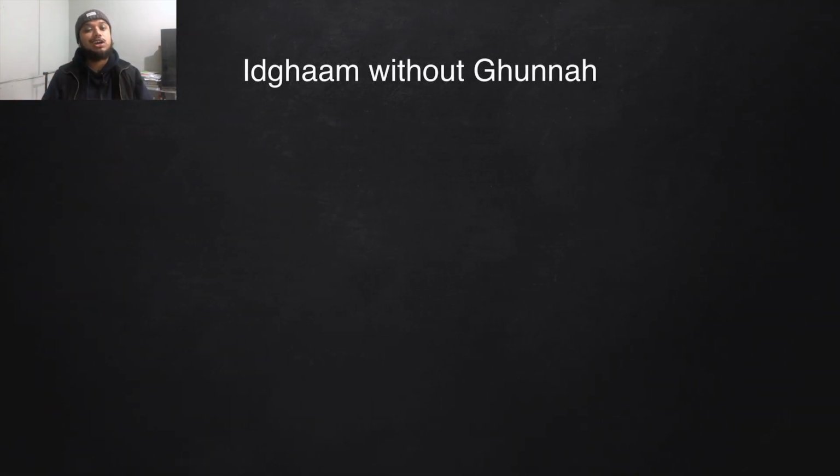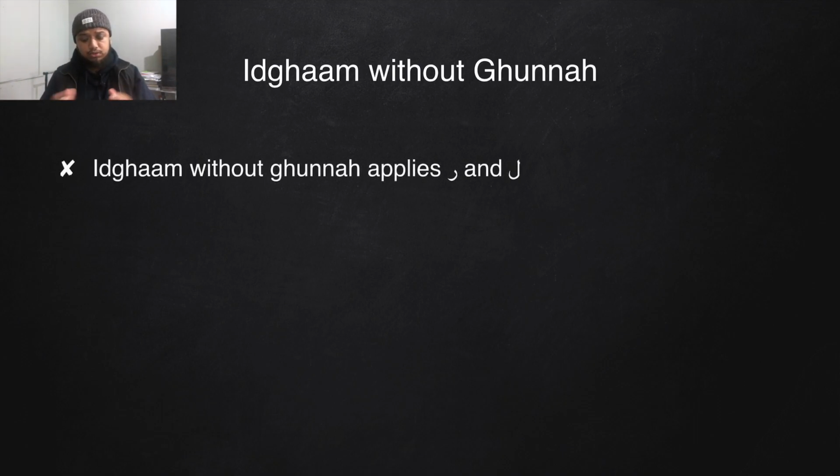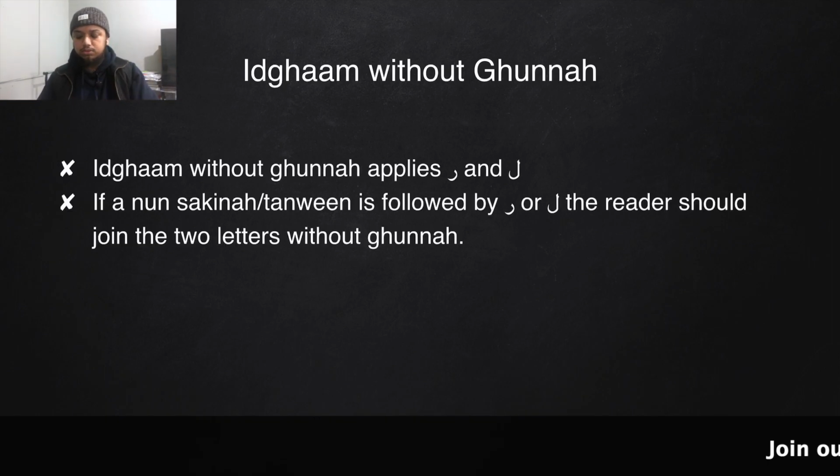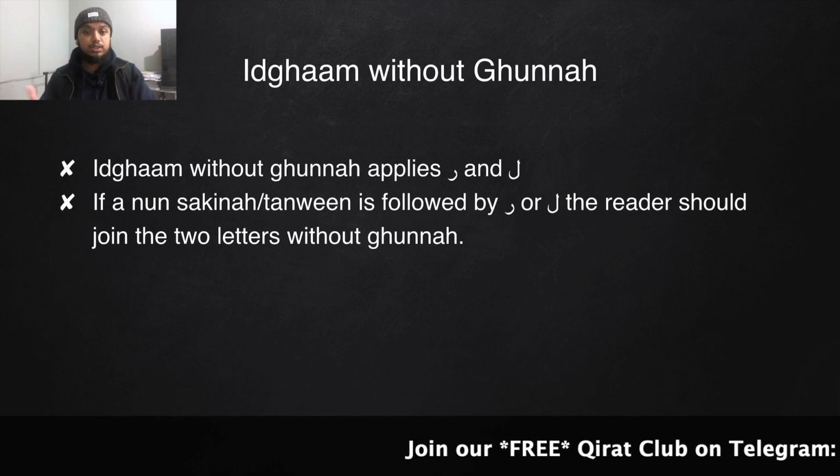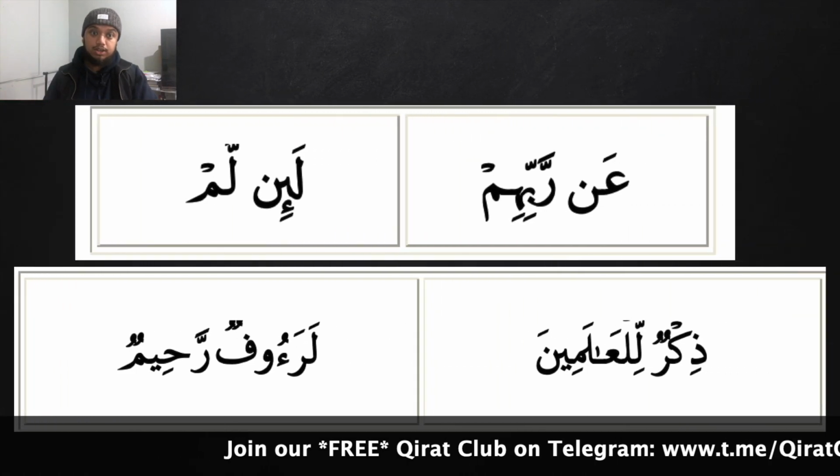Now let's take a look at idgham without ghunna. So idgham without ghunna applies to ra and lam. Whenever a noon sakina or a tanween is followed by a ra or a lam, we will merge the noon sound, so the noon sakina or the sound of the tanween, into the lam or ra, and read them as one single letter without ghunna. Let's take a look at an example.